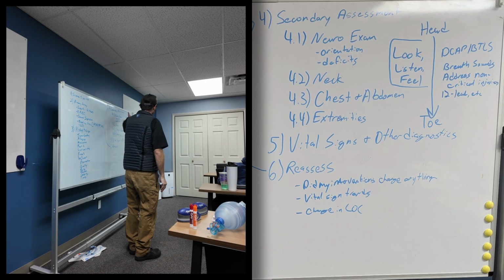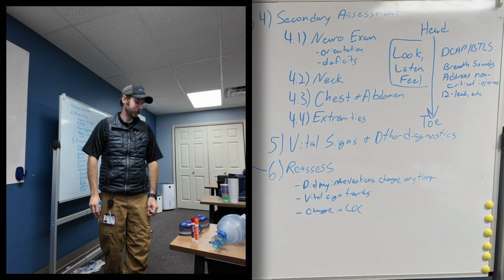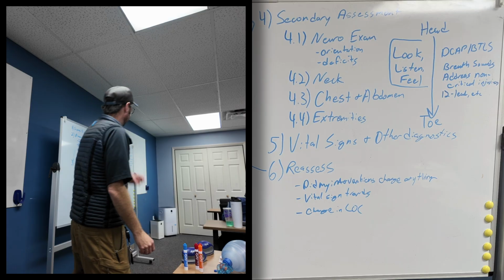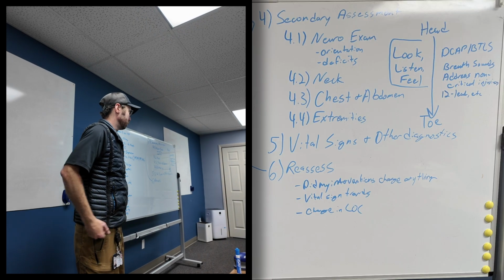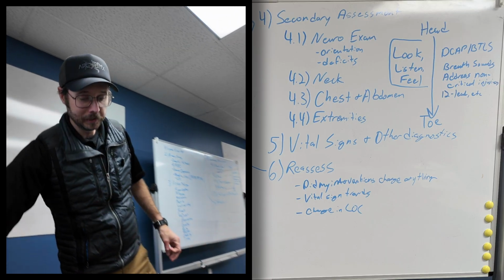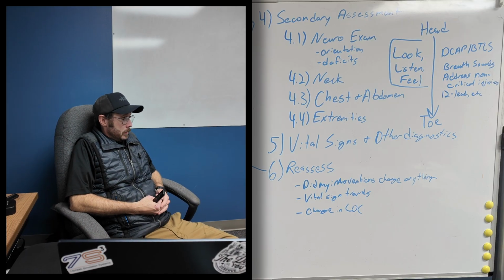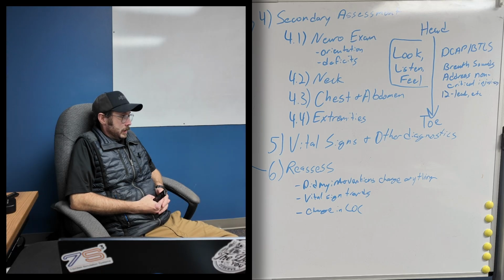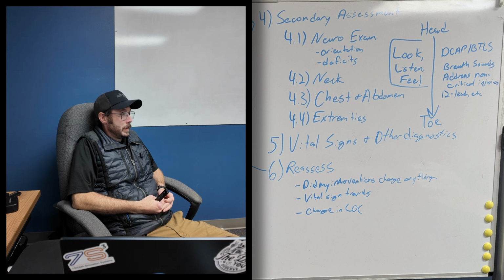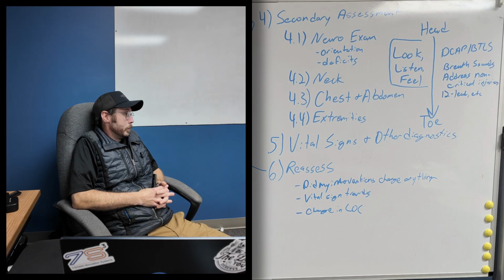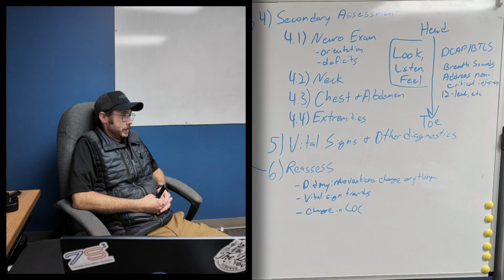So in our head to toe survey, as we're going through these different body systems, that's when we're going to look for our DCAP BTLS type stuff. Now, when you were taught DCAP BTLS, you were probably taught that in the context of doing a trauma assessment. But can we apply that to a medical patient? Deformities. What if they've got the barrel-shaped chest? Could that be a deformity? That's not an acute deformity. That's a chronic deformity. But could that lead my diagnostic decision making? Yeah, absolutely.